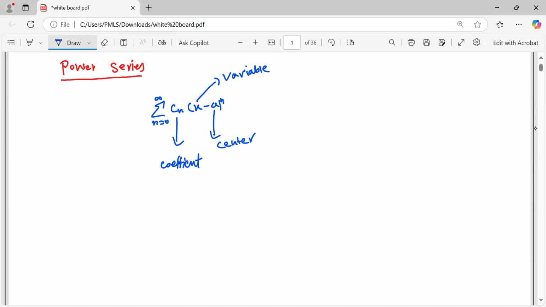n is the power here. And this is the summation symbol, and it goes from 0 to infinity. If the center a is equal to 0, then the power series will become summation n equal to 0 to infinity Cn x raised to power n. This is the power series in variable x centered about 0.